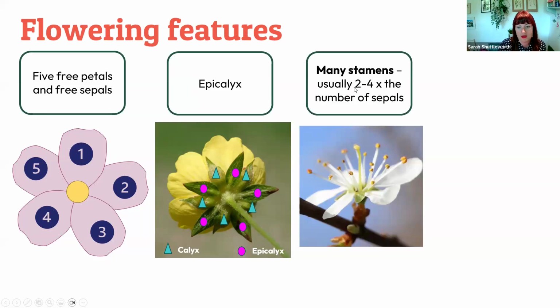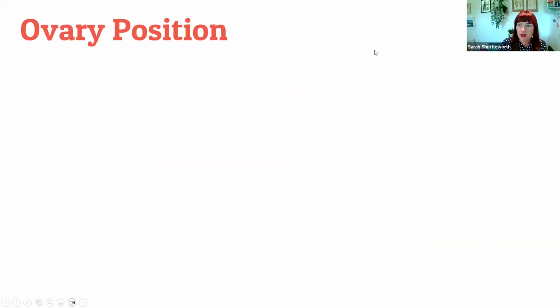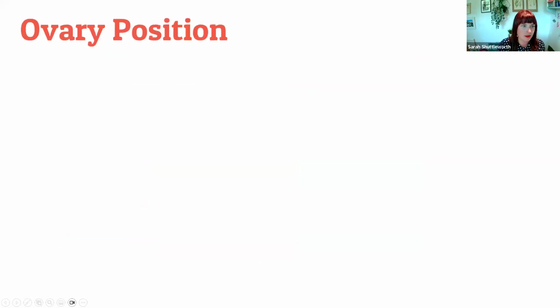We've usually got many stamens, so quite a lot, and as a general rule it's about 2 to 4 times the number of sepals that you have. We'll come back to that ovary position. We often have a developed receptacle. Now, a receptacle is that sort of cup-shaped arrangement that holds all of the parts of the flower, and all the flowering organs can come off from. And quite often that forms a hypanthium, which is this sort of encasing part of it. We'll come on to that in a minute.